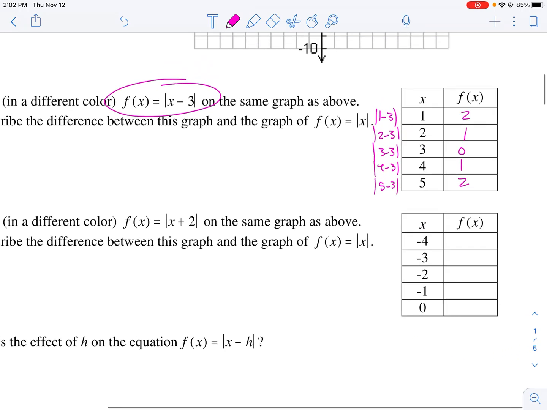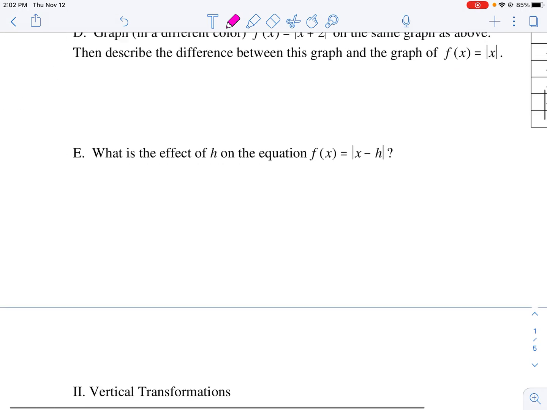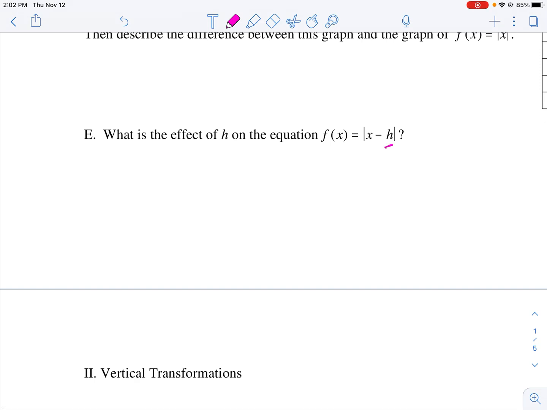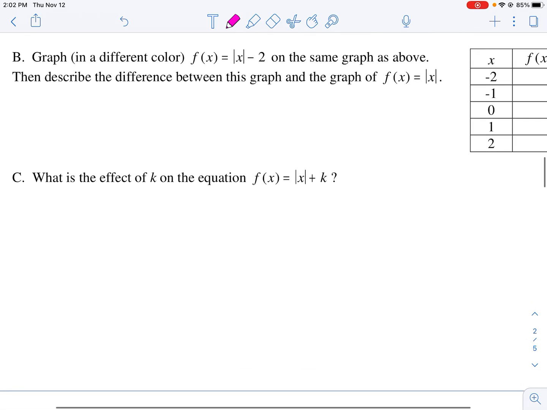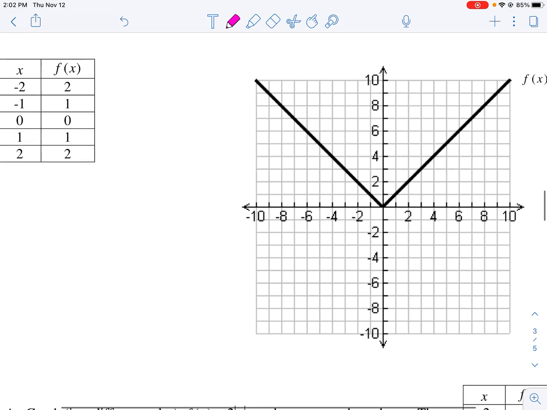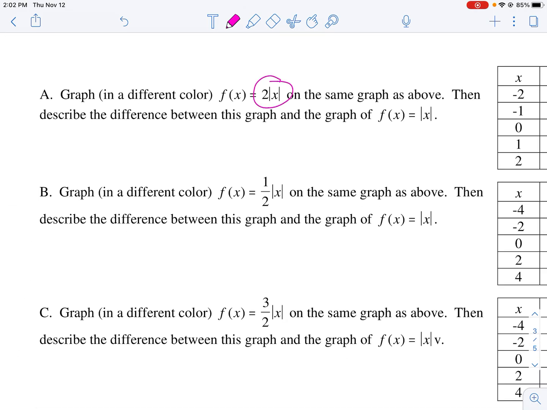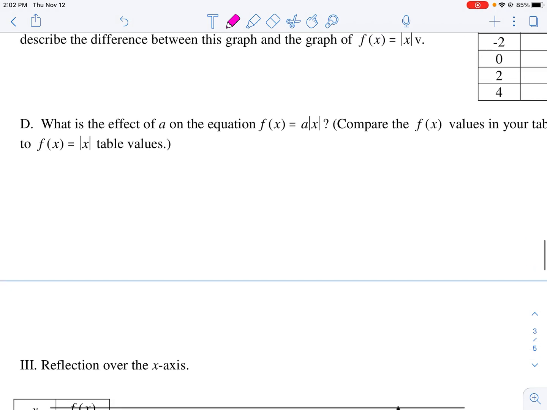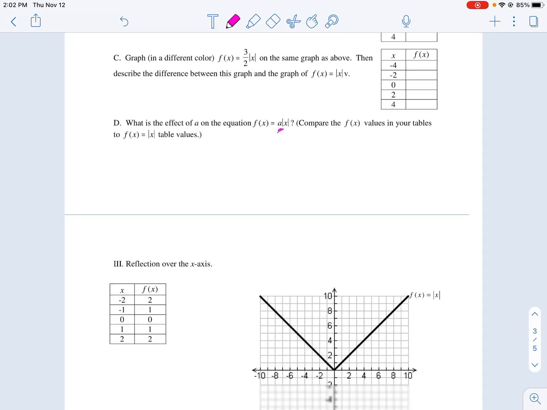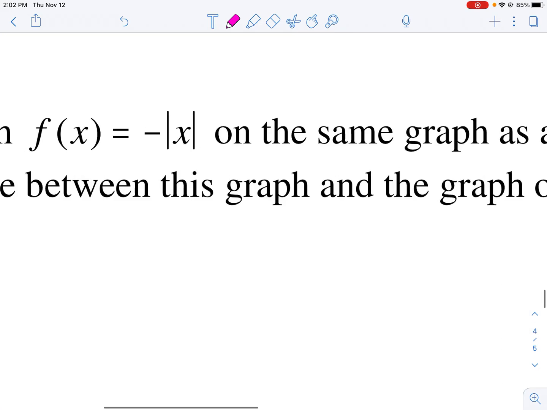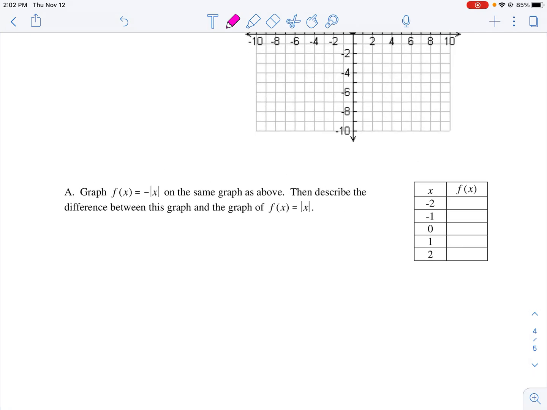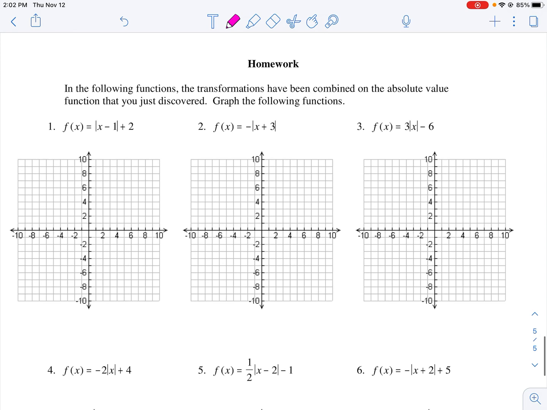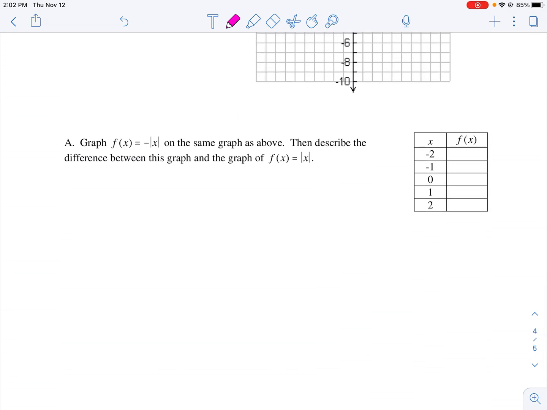And so you're going to go through and fill in the tables and graph them and see what the effect of changing a number inside is going to do. And on the next one, you're going to see what changing a number on the outside does. And then you're going to see what changing the number in front of the absolute value does. So if you multiply your absolute value by something, what does that do to your graph? And you're going to write down what that does. And then, what happens if you put a negative in front? What does that do to your graph? It's probably going to be really similar to the quadratic one, but I want you to figure that out. All right, so you're going to go through and do that. Actually, just pause the video and do that. I'm going to wait a second.